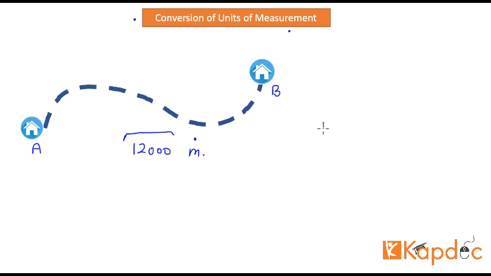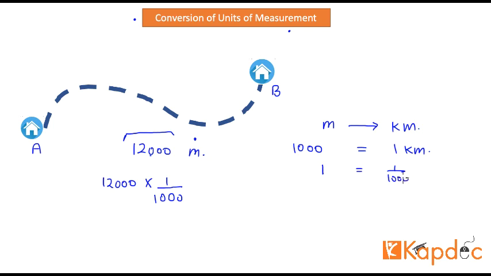Now, instead of meters, what if you convert that number into kilometers? So what is the conversion factor? We know that 1000 meters is equal to 1 kilometer. Now what you do is take this number 12,000 and multiply it by the conversion factor. And what is my conversion factor going from meters to kilometers? It's 1 over 1000, because 1000 meters is equal to 1 kilometer. That means 1 meter is equal to 1 over 1000 kilometer. That's my conversion factor. Now this has been converted to kilometers, and this is now 12 kilometers.